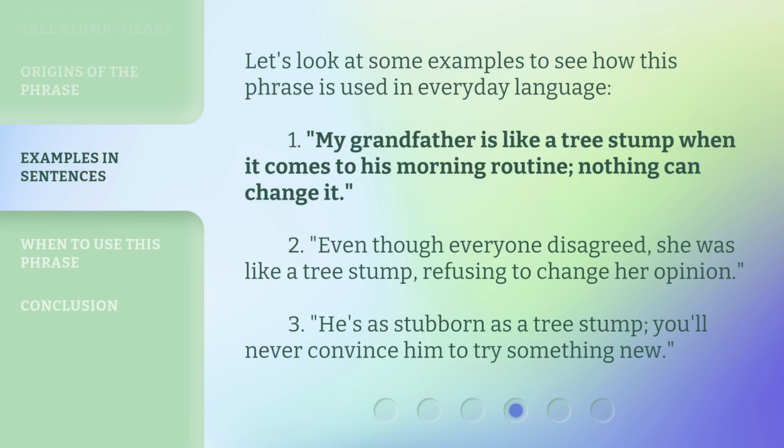Let's look at some examples to see how this phrase is used in everyday language. 1. My grandfather is like a tree stump when it comes to his morning routine. Nothing can change it. 2. Even though everyone disagreed, she was like a tree stump, refusing to change her opinion. 3. He's as stubborn as a tree stump. You'll never convince him to try something new.